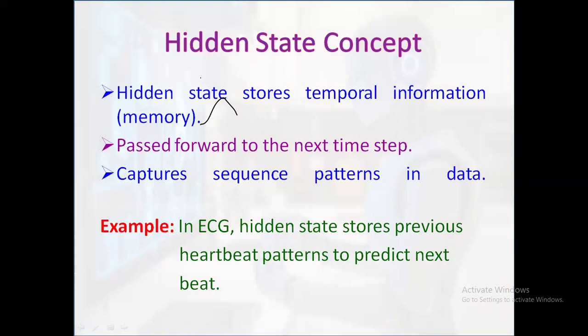And it carries the past forward to the next time steps. That means at each step the hidden state is updated and passed to the next time step, enabling continuity of information across the sequence. And it captures sequence patterns in data. Through repeated updates, the hidden state learns temporal patterns such as trends, cycles, or rhythms present in sequential data. And the example is in ECG, the hidden state stores previous heartbeat patterns to predict the next beat.